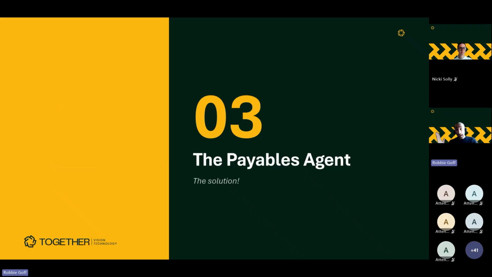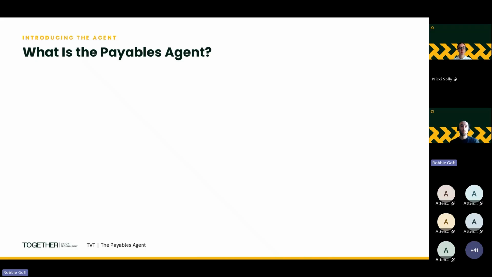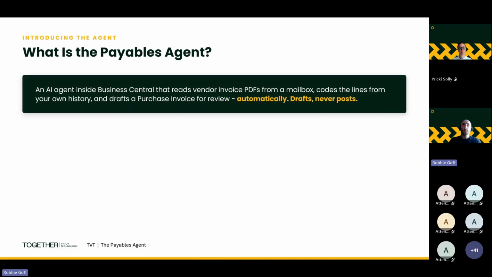And that is where the Payables Agent comes in, aka the solution. So what is it? Fundamentally, it is an agent inside BC that reads a mailbox, picks up invoice PDFs, it's only PDFs. It then attempts to code the lines from your own history or using some sort of semantic matching, and it then drafts a purchase invoice for review, and all of this is done automatically with some mandatory approval steps in there, where it needs a user to say, okay, I'm happy with this, carry on. And crucially, it drafts the purchase invoice. There is no posting involved.